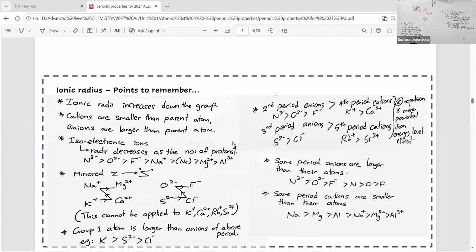Okay, so that means electron repulsion is more powerful than energy level effect. Because if you take potassium plus, it is having 3 energy levels, and N3 minus is having 2 energy levels. But the electron repulsion has become more dominant there. But in the earlier one, what is the dominant factor? Energy level, so potassium is larger than S2 minus, Cl minus.